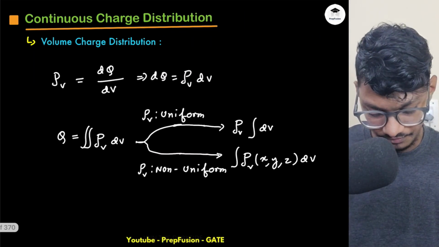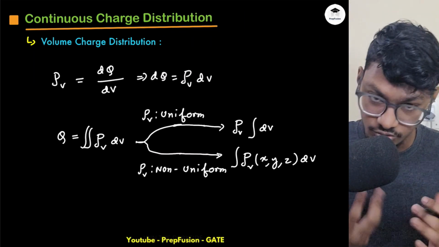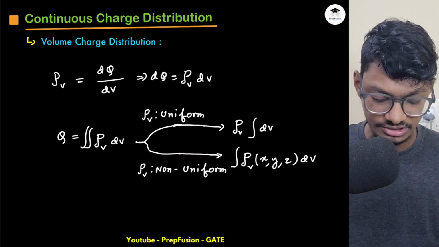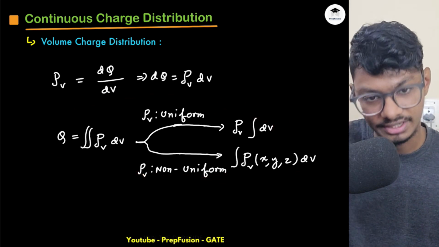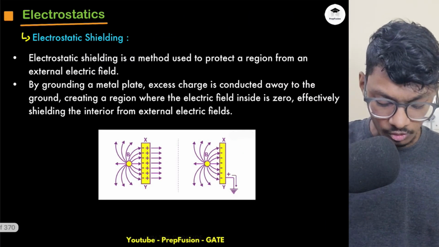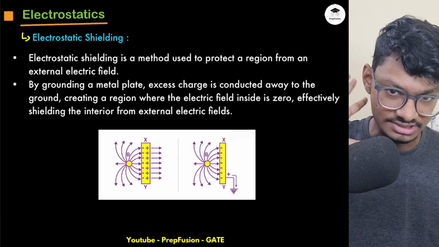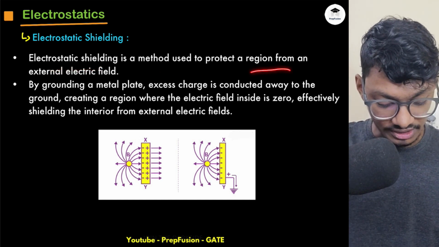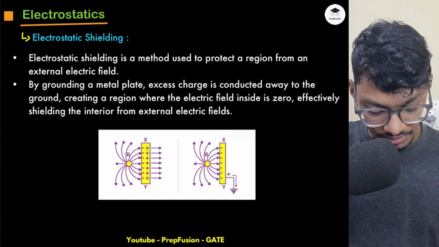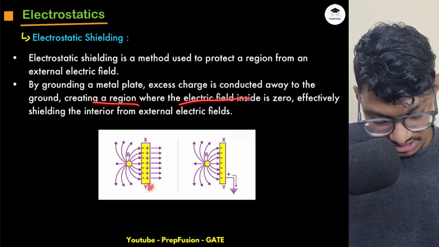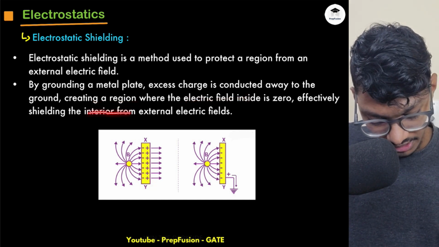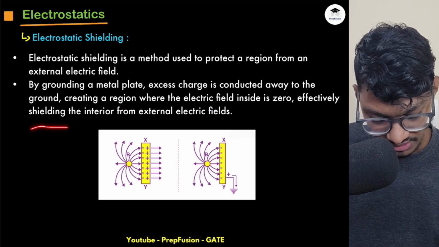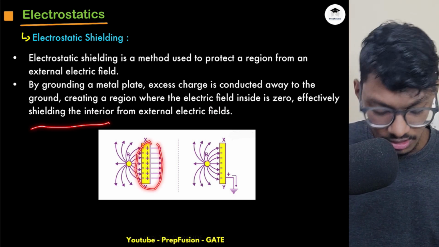Okay, so next, if it is for any other generalized structure, you can solve it using the same methods that I told you previously as well. And one more concept is there, known as electrostatic shielding. Okay, what is this concept? Electrostatic shielding is a method used to protect a region from an external electric field. By grounding a metal plate, the excess charge is conducted away, creating a region where the electric field inside is zero, effectively shielding the interior from the electric field.